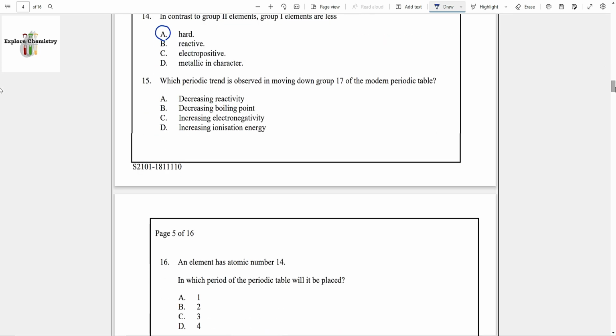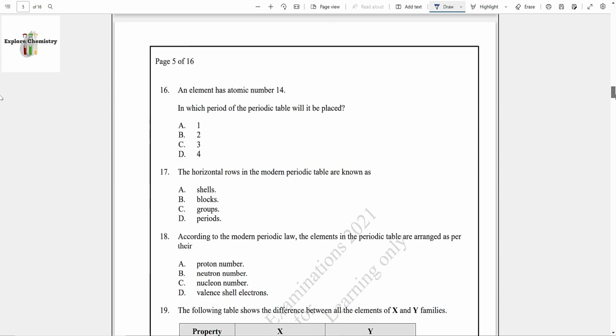Number 15 says, which periodic trend is observed in moving down group 17 of the modern periodic table? When we move down in group 17, reactivity decreases. Decreasing boiling point is wrong, because as you move down, elements become liquid like bromine, then solid like iodine. They have higher boiling points. Increasing electronegativity, this is also wrong. Electronegativity decreases down the group in any periodic group. Increasing ionization energy, this is also wrong, because ionization energy also decreases down the group.